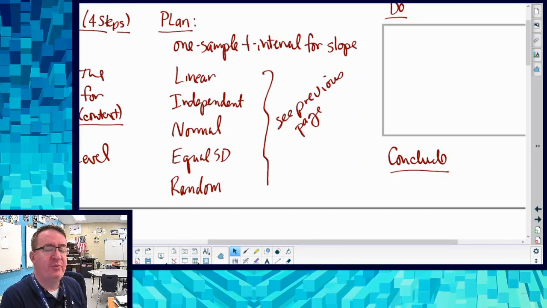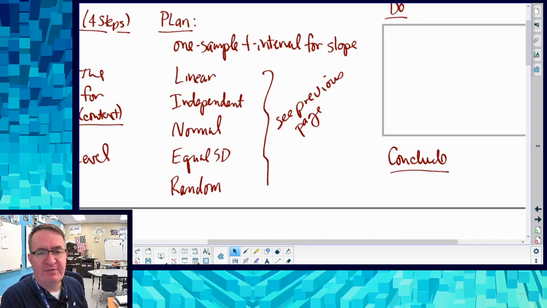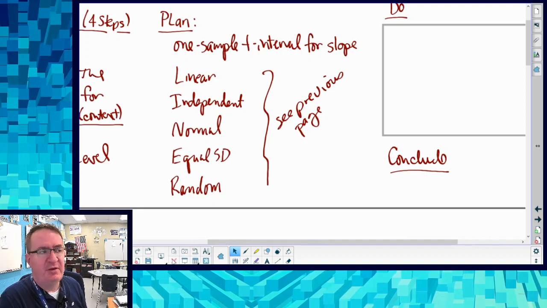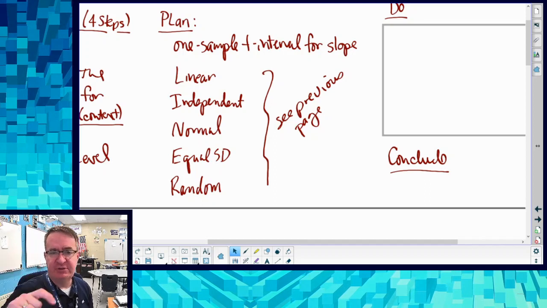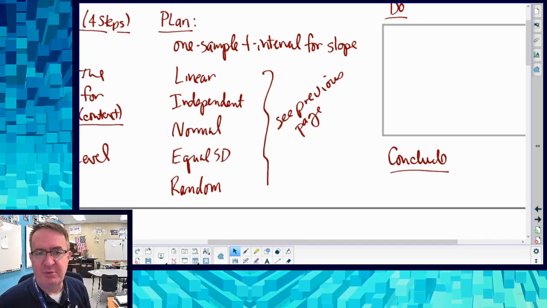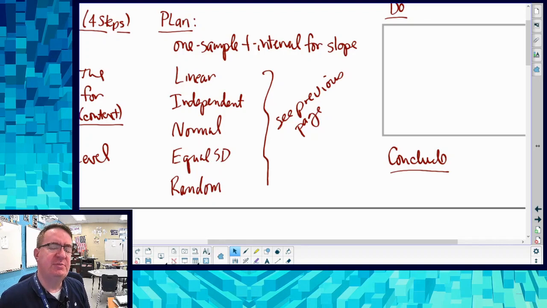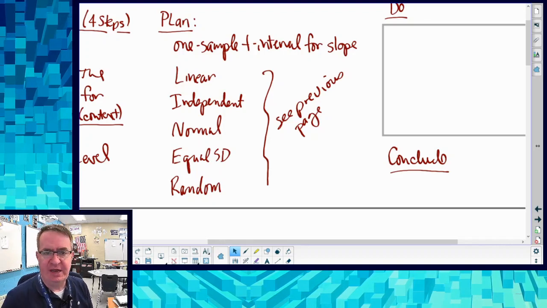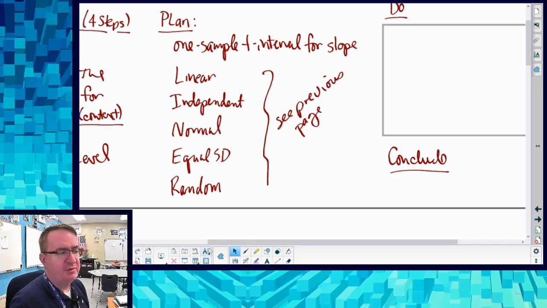And again, you're going to go through those 5 things that you need to have to go through and check to have it work. It needs to be linear, it needs to be independent, it needs to be normal. You need to have equal standard deviation. And again, for that, you just look at the residuals to see that it's about the same all the way across. And then it needs to be random. And again, see the previous video for that if you want to hear some more about that.